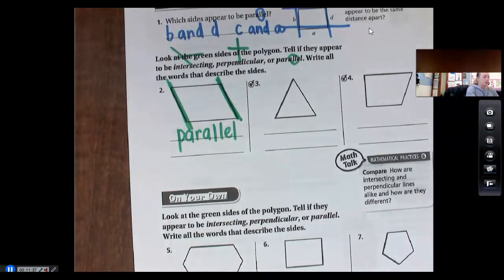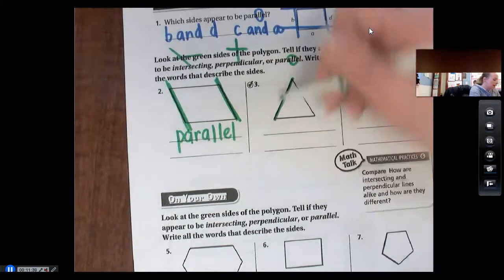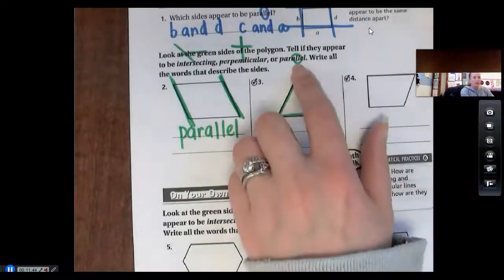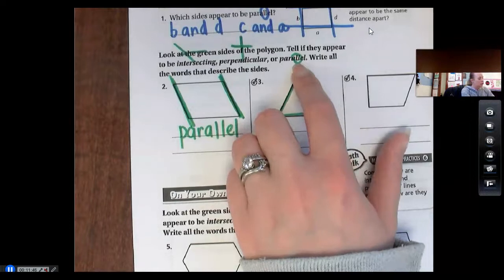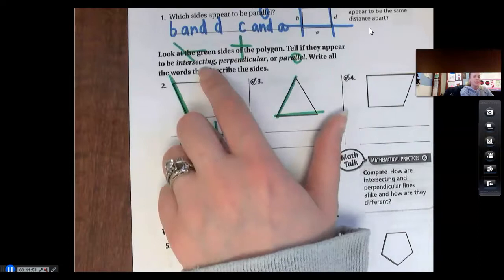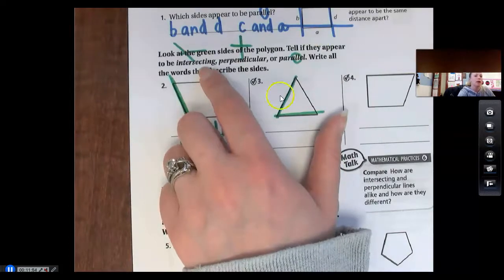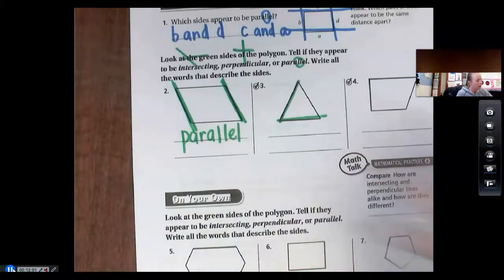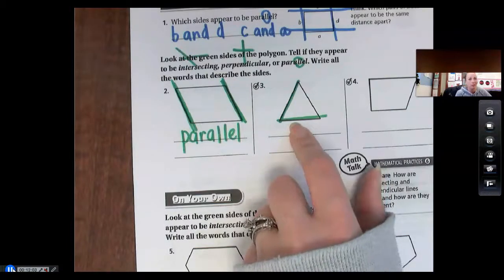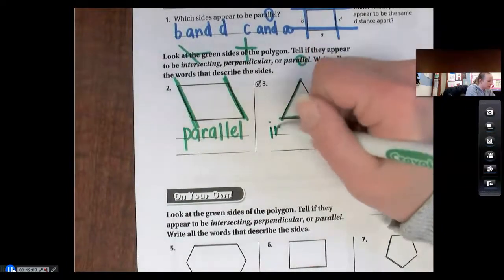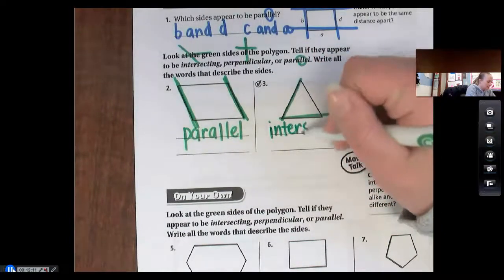All right, what about number 3? Number 3 has lines that look like this. Do they look like they are parallel, lines that will never ever touch, perpendicular, perfect T's, or intersecting? They are lines that will always cross. All right, well, they are touching. That can't be parallel. Do you think this makes perfect T's? No, that means it just is an intersecting line. Please write that that is intersecting.